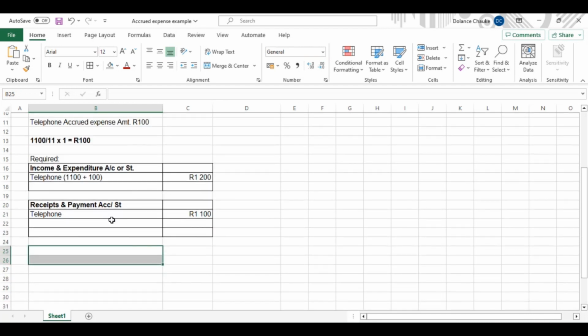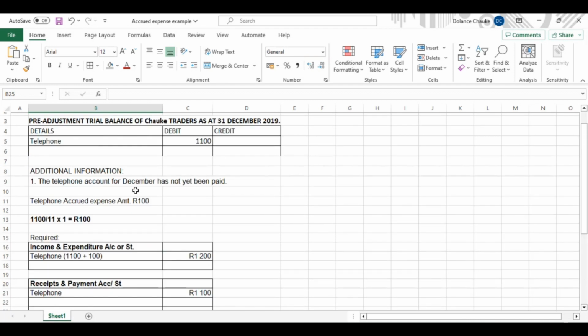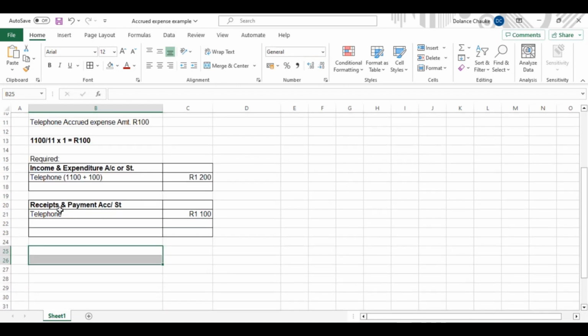So it's easy. In the receipts and payments account or statement, you record the amount that you've exactly received and that you've paid. Here we're dealing with telephone. You only paid for 11 months because the transaction says the telephone account for December has not yet been paid. So you didn't pay for one month, which is the last month of the financial period. In the receipts and payments, you record exactly what you've paid, nothing except the money that you have paid. But in the income and expenditure, you record the total expenditure for the year or the total incomes for the year, whether paid or not. You record the total.